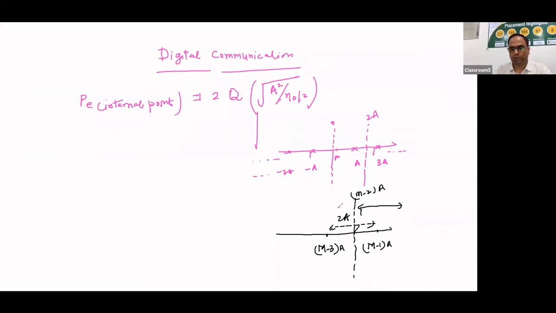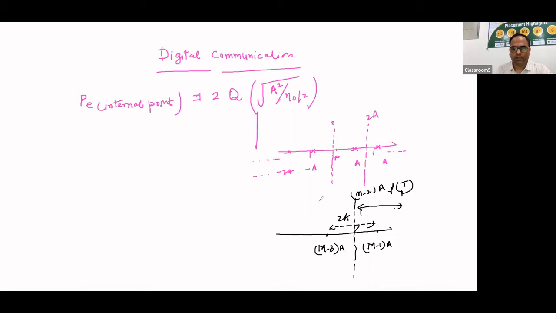So if your received signal, that is for example R(t), kindly bear with me, my pen is not working properly today. So I want to write R(t) here. If our received signal is R(t) and this R(t) is in this region, then our decoded symbol should be M minus 1 A. If R(t) is smaller than the value M minus 2A, then the decoded symbol should be M minus 3A.